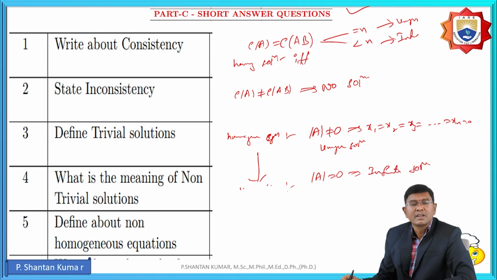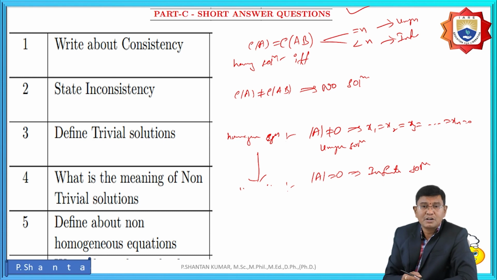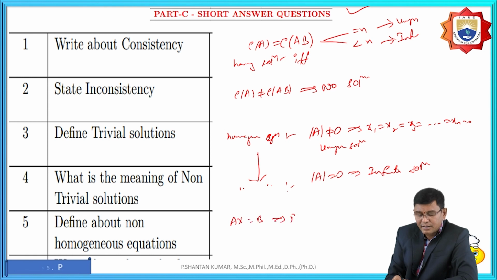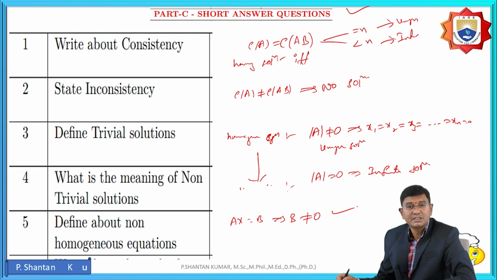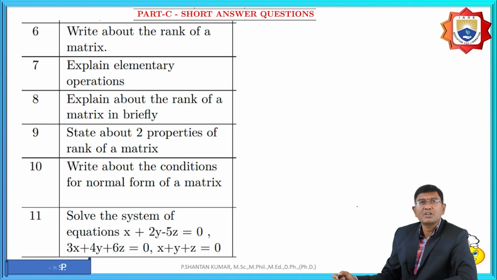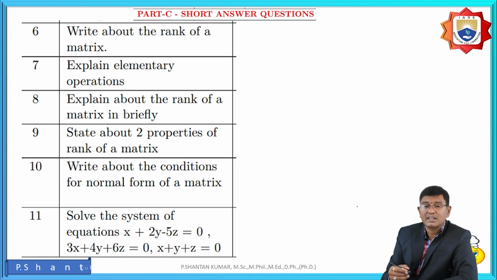Define non-homogeneous equation. A non-homogeneous equation is one of the form Ax = B where B is not equal to 0. That is the meaning of a non-homogeneous system of linear equations, in which at least one of the constant values occurs.